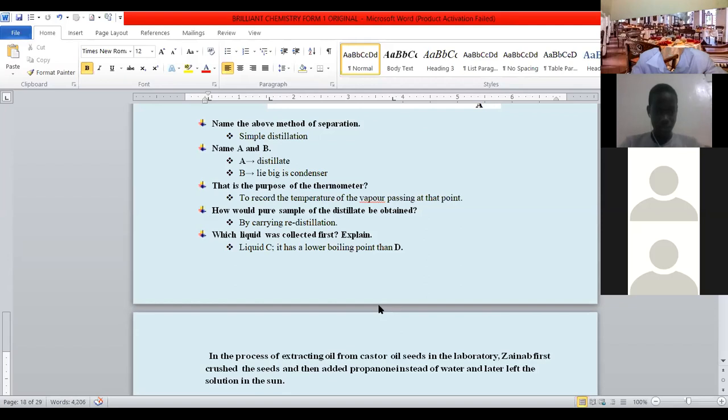That is very correct. So anywhere you get a question asking why something was crushed, it was crushed to increase the surface area. That is also applied in the preparation of hydrogen gas. We are using granulated zinc. Why not just a piece of zinc metal? It is granulated into smaller particles to increase the surface for the contact of the acid, that is the dilute hydrochloric acid or sulfuric acid. So here also it was crushed to increase the surface area for the contact of the solvent, which is propanol in this our case. Why was propanol added instead of water?